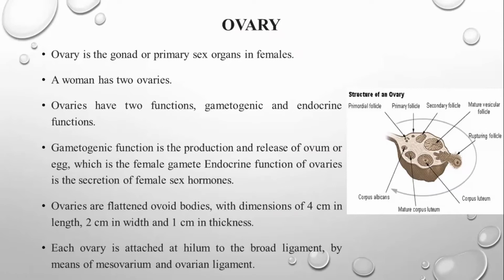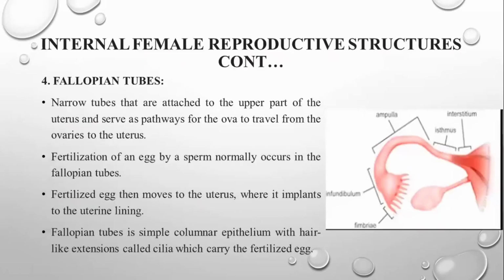The ovaries are flattened ovoid bodies with dimensions of 4 centimeters in length, 2 centimeters in width, and 1 centimeter in thickness. Each ovary is attached at the hilum to the broad ligament by means of the mesovarium and ovarian ligaments. So the ovary is held safely and tightly with the help of these mesovarian and ovarian ligaments, which hang your ovary, as we can see here.